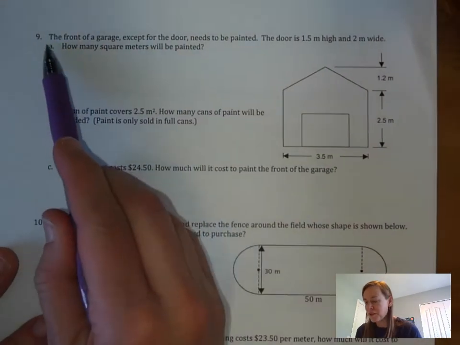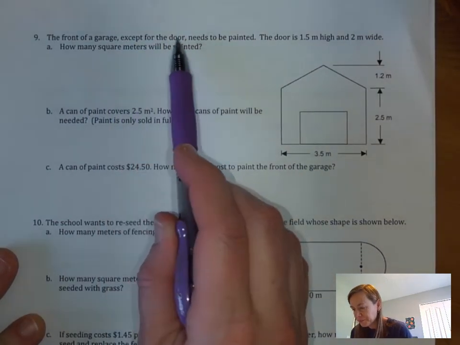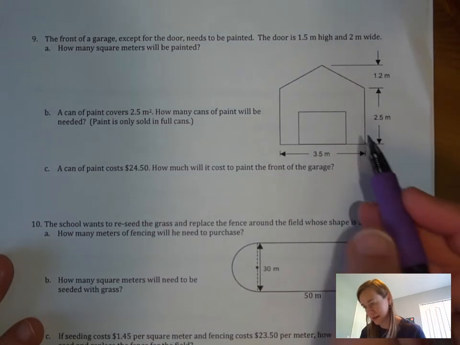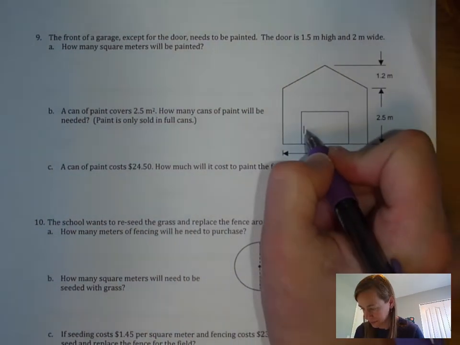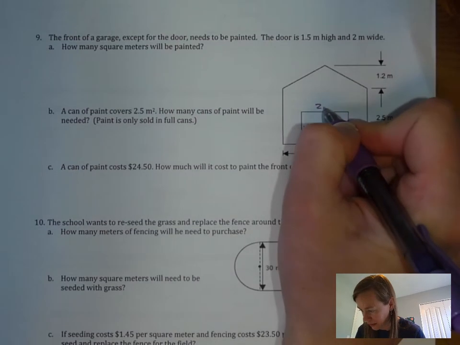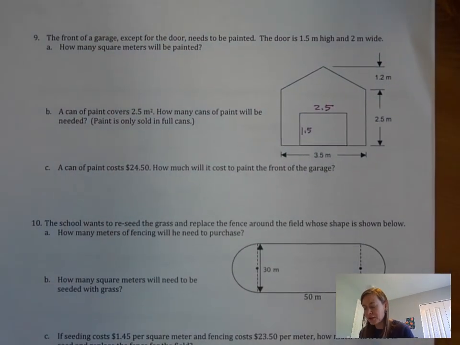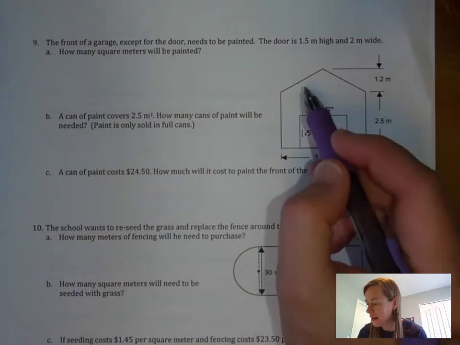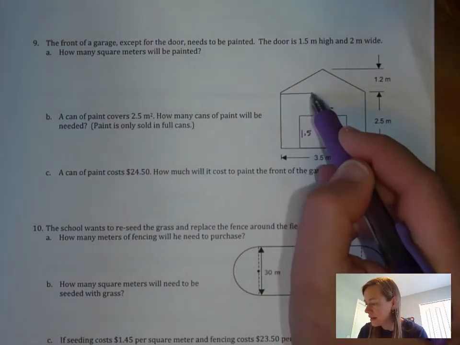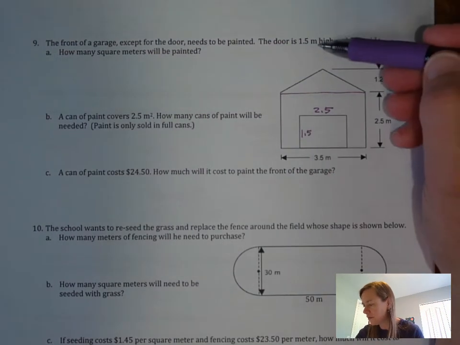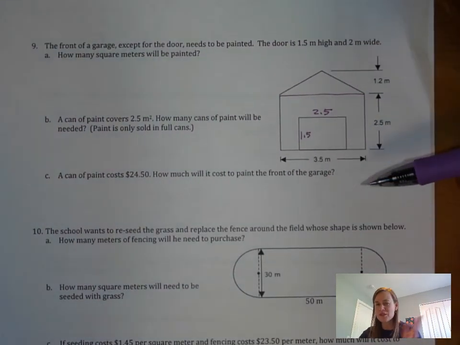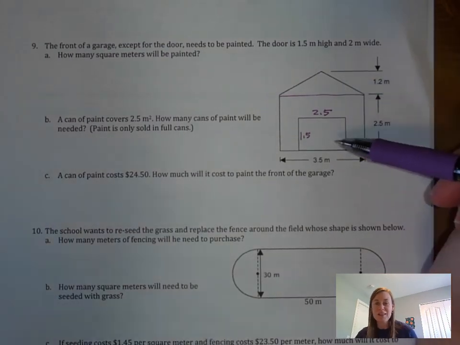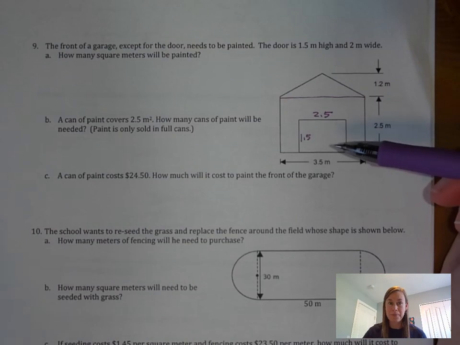More complex problem. You have the front of a garage, except for a door, needs to be painted. And the door is 1.5 meters high and 2 meters wide. First thing I would do is label my drawing. 1.5 high and 2.5 wide. So how many square meters will be painted? So you've got this complex shape here. You need to divide it up maybe into a rectangle and a triangle, or if you want to do something fancy coming down this way with a couple trapezoids, you go for it. That'd be great. And then once you're done, make sure you subtract out the area of the door because the door is not getting painted.